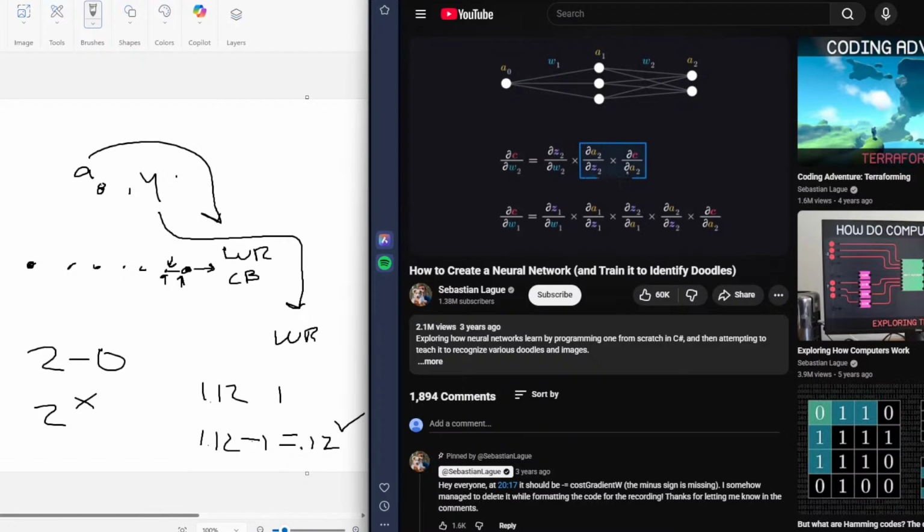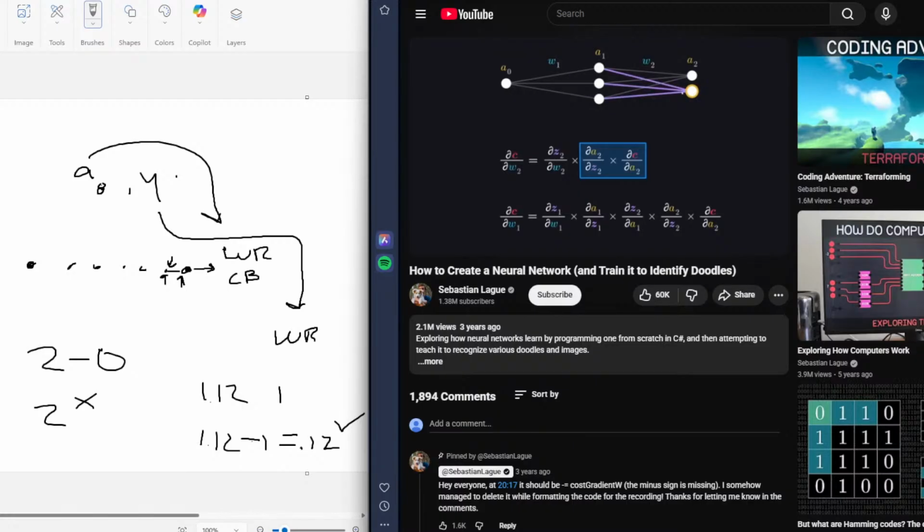Let's begin with this calculation over here, where we're taking the partial derivative of the cost with respect to the activation of our output node, and multiplying it by the derivative of the activation with respect to the weighted input. Of course, we now have two output nodes, and that just means we'll do the same calculation again, but using the activation of this other output node and its weighted input instead.